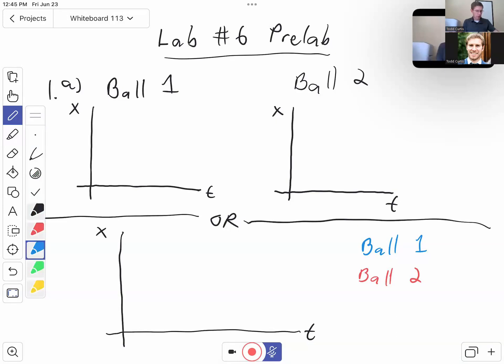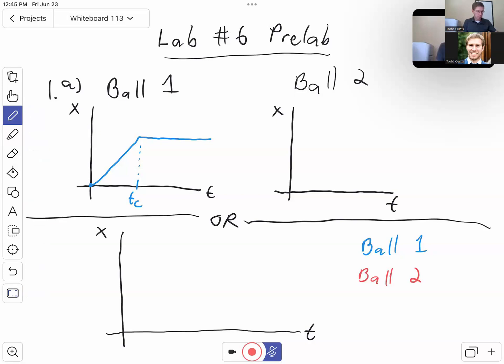So again, the first is to draw ball one. So let's say it starts at some position we'll call 0. It's going to move at an approximately constant velocity. After some certain time, maybe we'll call it TC, time of collision, or Todd Curtis, there you go, it will collide with the other ball. And after that point, its position will stay exactly where it was when they collided because it's no longer moving.